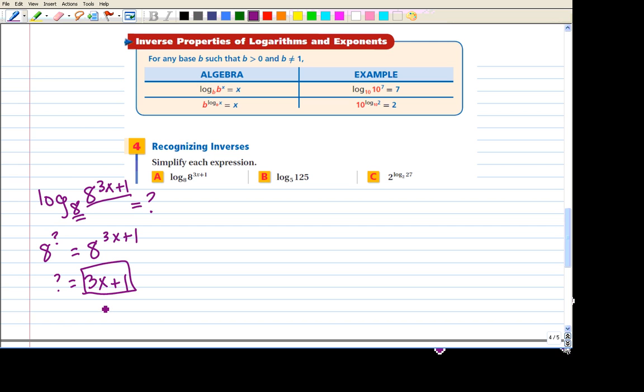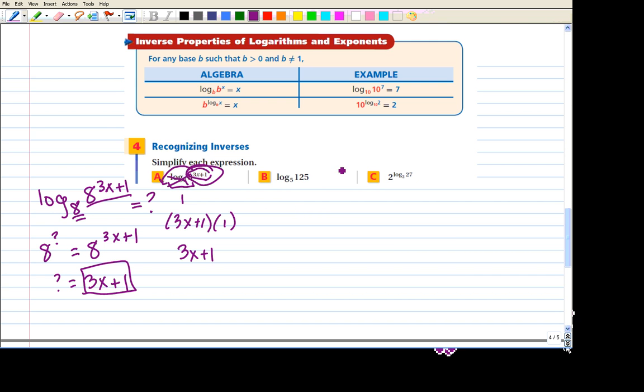So that's the long way of figuring it out. Or you can see, if I have log base 8 of 8, well that's just equal to 1. And remember, a log is equal to an exponent, and if I move this 3x plus 1 to the front, I would have 3x plus 1 times 1, or just 3x plus 1. Or you could just see that log base 8 of 8 cancels, and you're just left with that exponent.